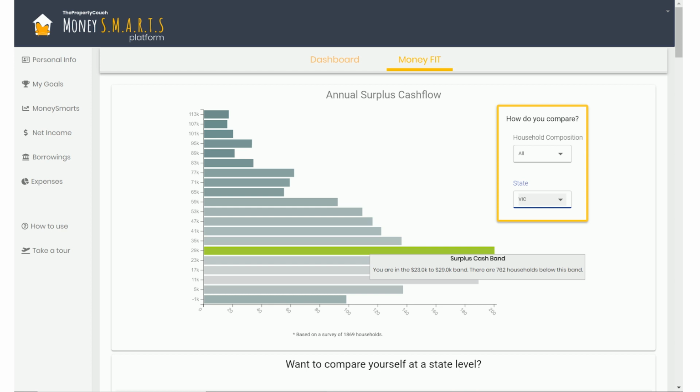So get your money loaded in and work out exactly where you sit in terms of the annual surplus and how good you are at trapping that money.